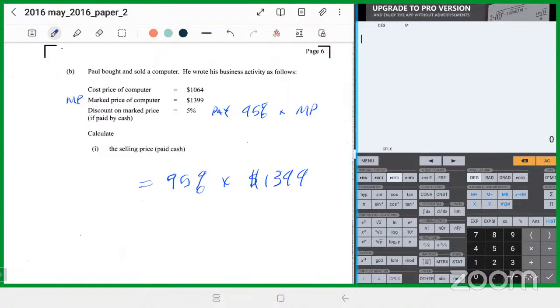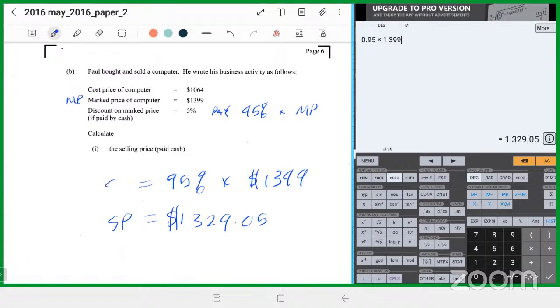All right, now 95% is the same as 95 over 100 or 0.95. So 0.95 times 1,399. So they would pay 1,329.05 dollars. That would be your selling price. Let's call it selling price, SP. Okay with that?